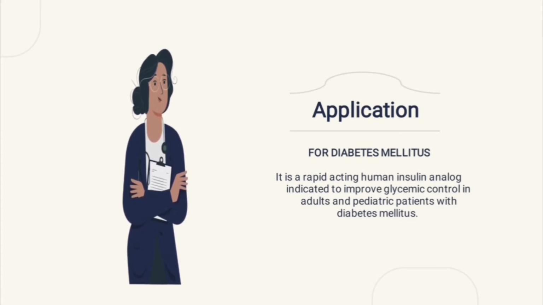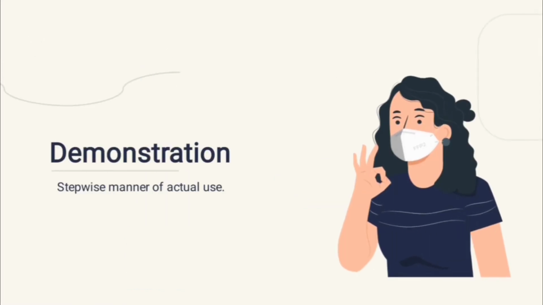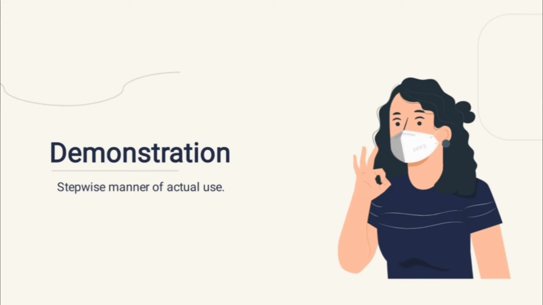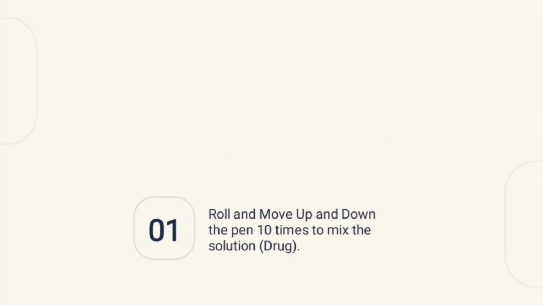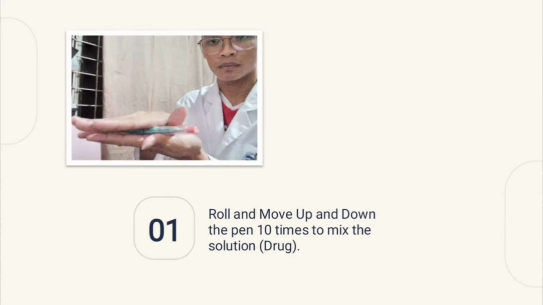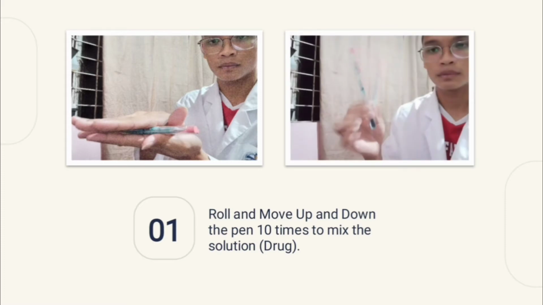Next is the demonstration part, where we show the stepwise manner of the actual use of the medical device or the Flexpen. Number 1 is to roll the pen and move it up and down 10 times to thoroughly mix the insulin or the drug. Sometimes the insulin has a cloudy appearance, so you have to mix it in order for you to have the maximum therapeutic effect when administering it.